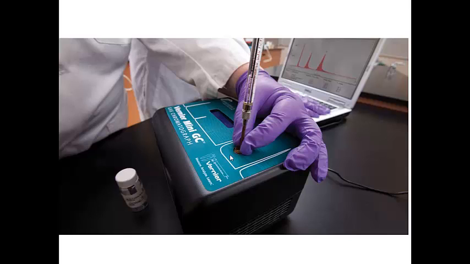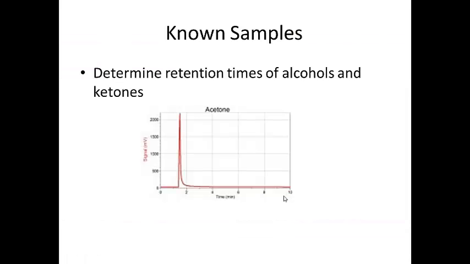The gas will pass through the column, and the detector that's also contained within here, which you can't see, will detect the components. First, you'll be injecting known samples, so known solvents, alcohols and ketones. When you inject just a single solvent, you will get just one peak. So if you're injecting acetone, for example, you will see something like this. The peak comes off always at the same time.